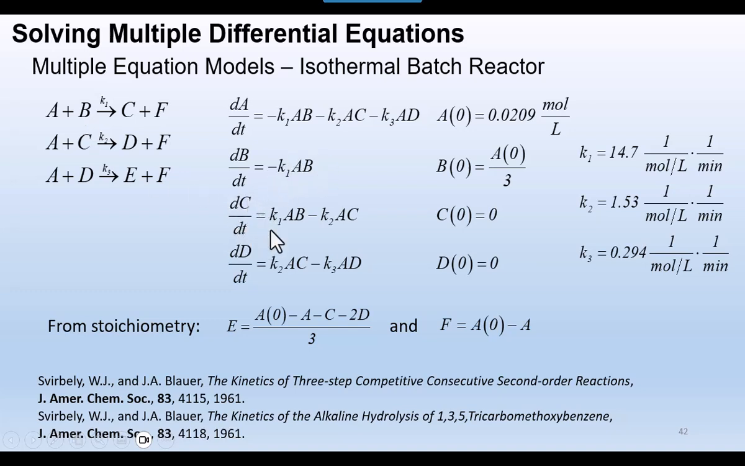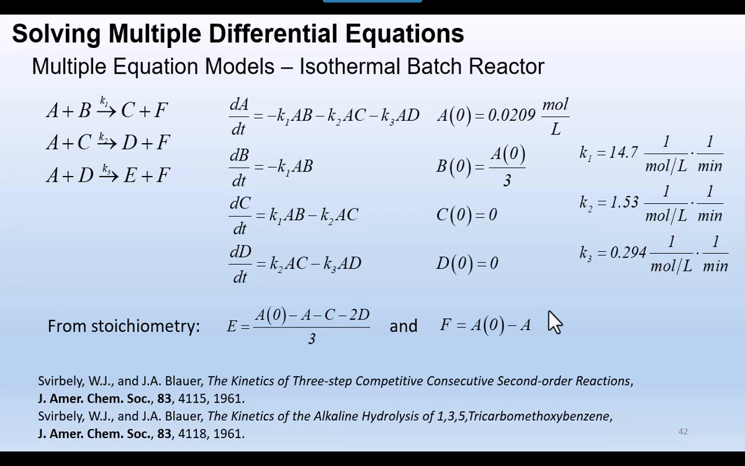For the disappearance of C, we have a positive, which means C is being produced by the first reaction and depleted by the second. And for D, it's being produced by the second reaction and depleted by the third. And it turns out, with a little bit of work, you can describe the concentration of E by stoichiometry with this expression, and the amount of F that you have is equal to the amount of A that has disappeared. So you can use stoichiometry for E and F.